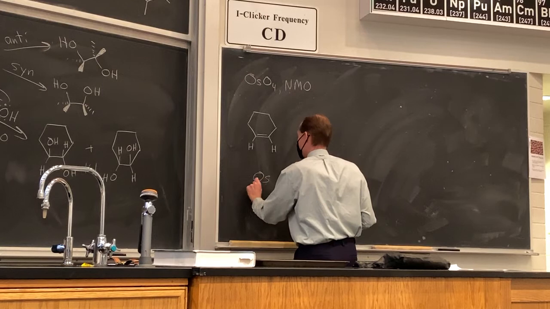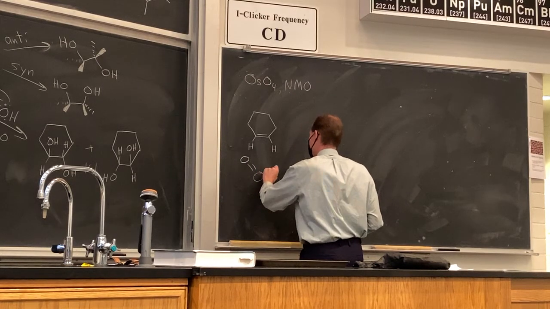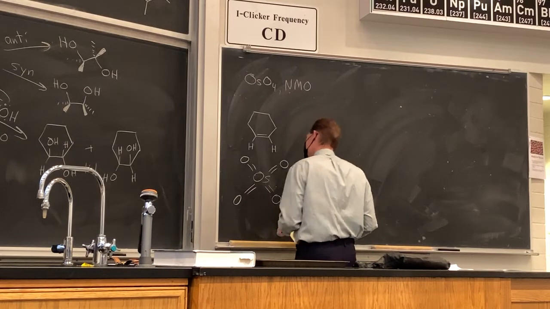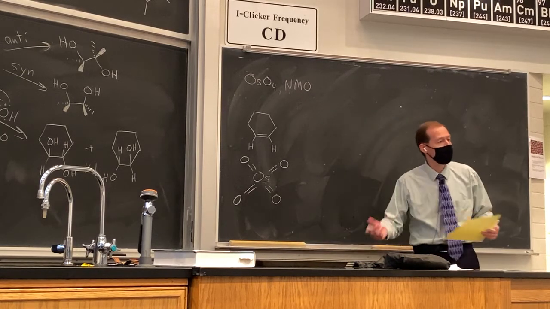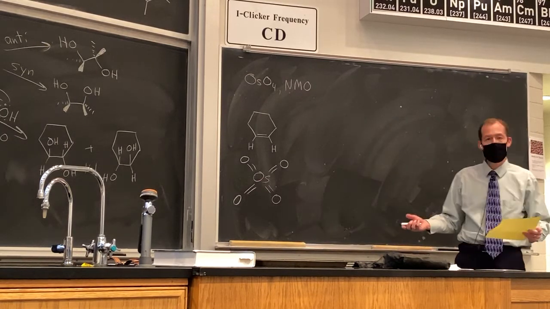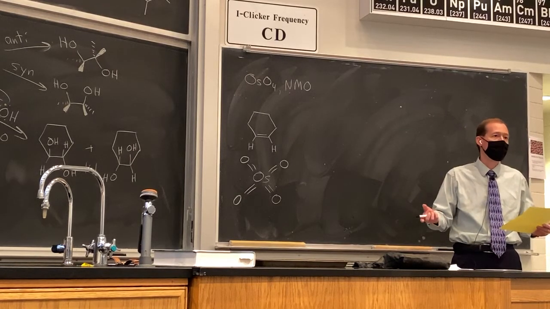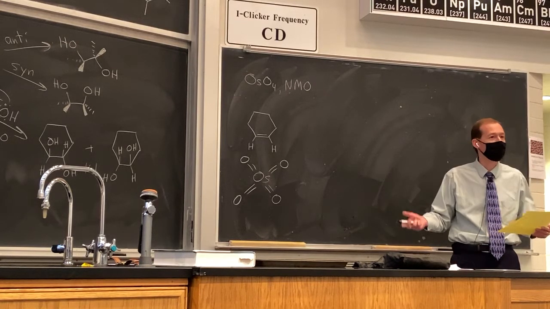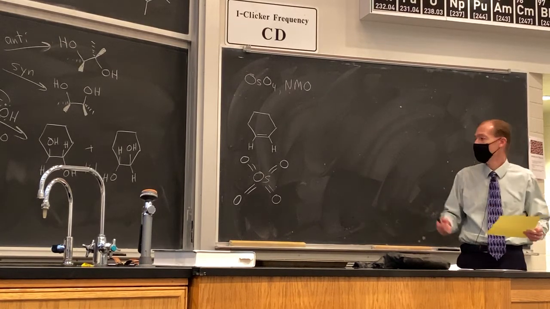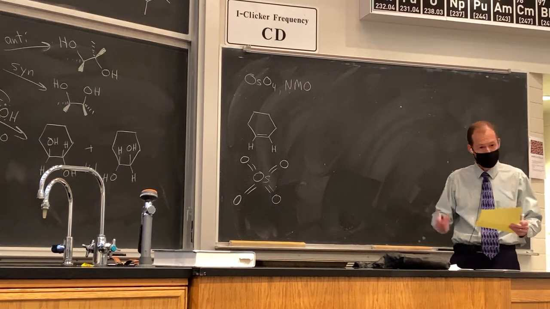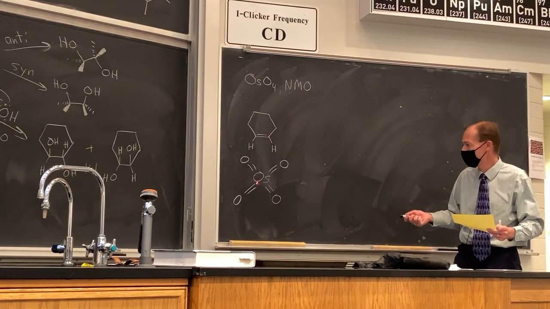And we're going to use osmium tetroxide. We'll draw that right here. So if we were counting oxidation states, we would say this is osmium-8, because this osmium has 8 bonds to atoms that are more electronegative. So that's a super electrophilic osmium. And we know that our alkenes are nucleophilic. So our alkene is the nucleophile.